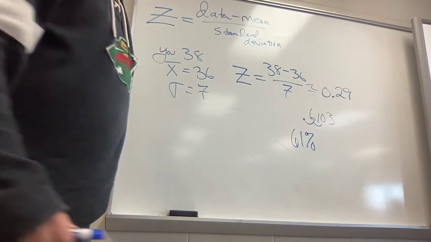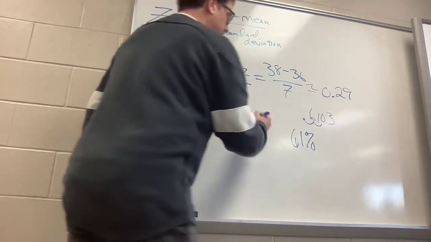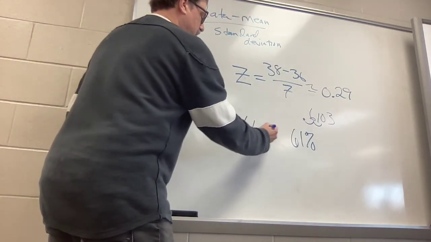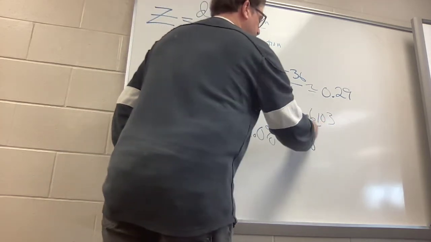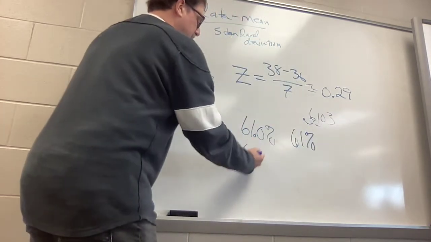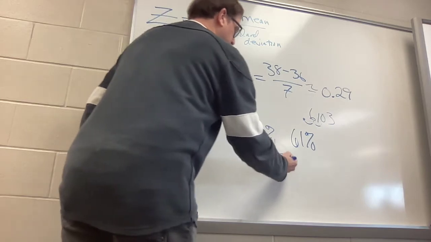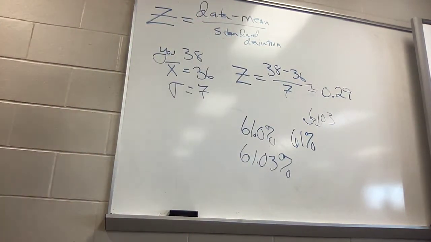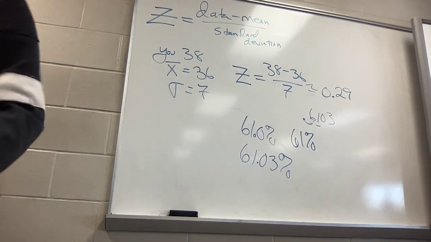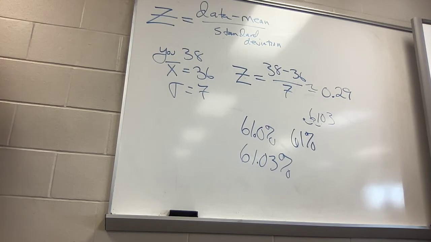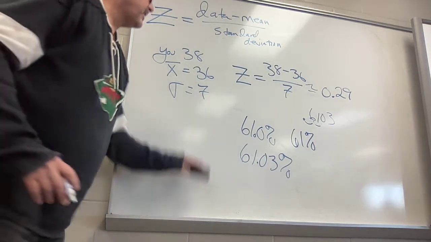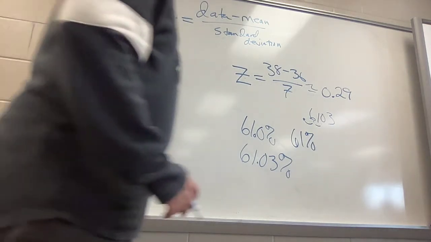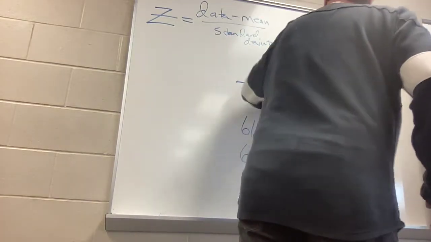If I would say to the nearest tenth of a percentile, 61.0 percentile. And if I said to the nearest hundredths, it'd be 61.03 percentile. And that we're getting off of our sheets. I will tell you exactly on the test what I want you to round it to. Cool. All right.